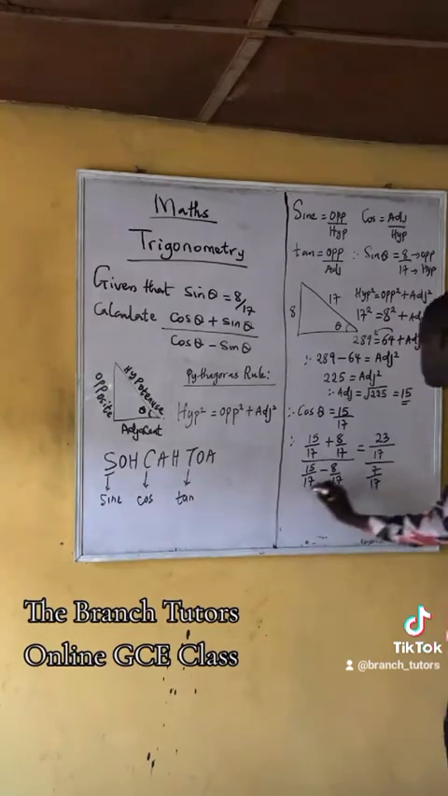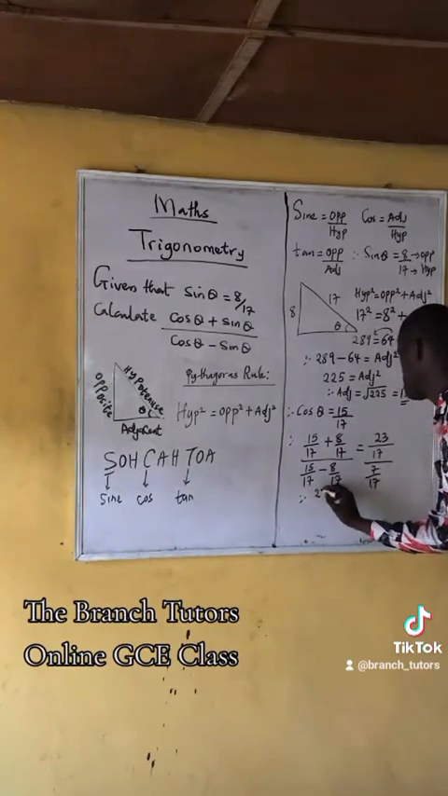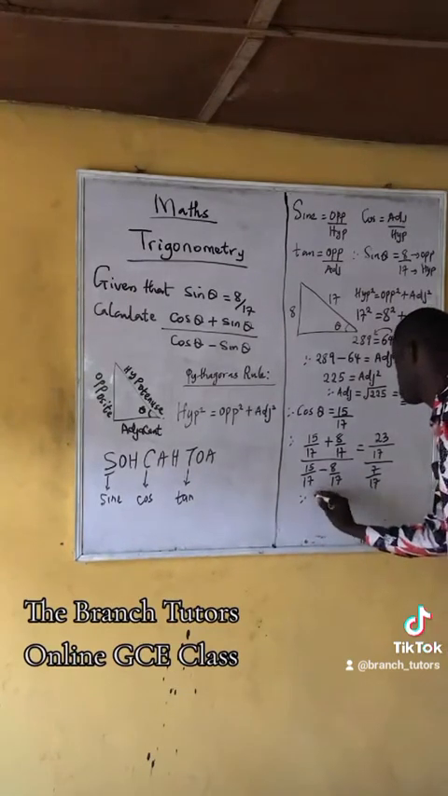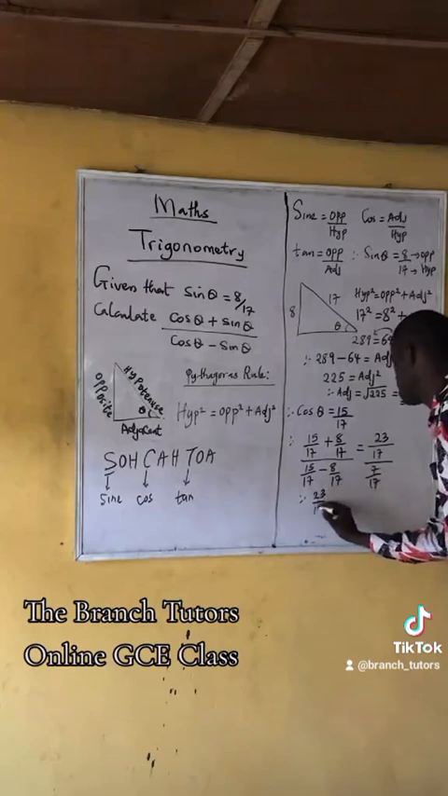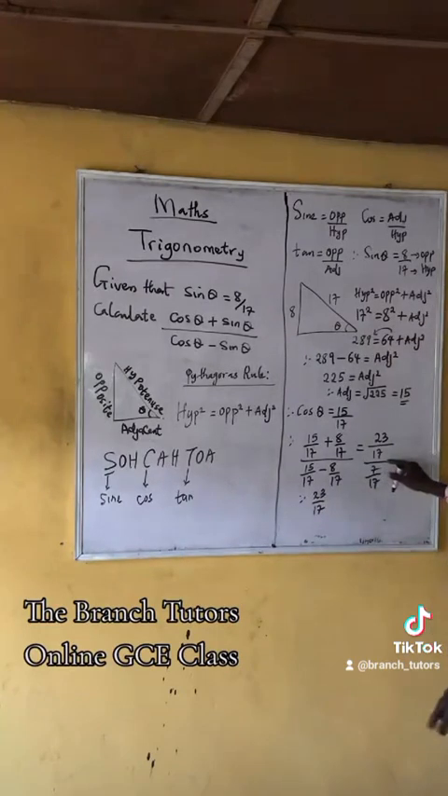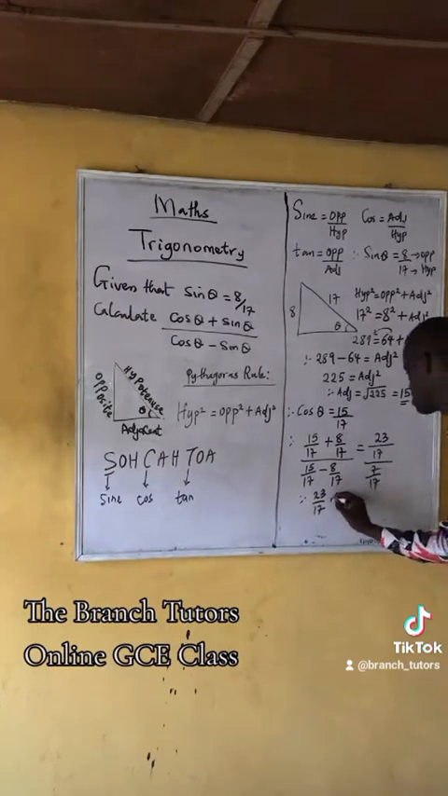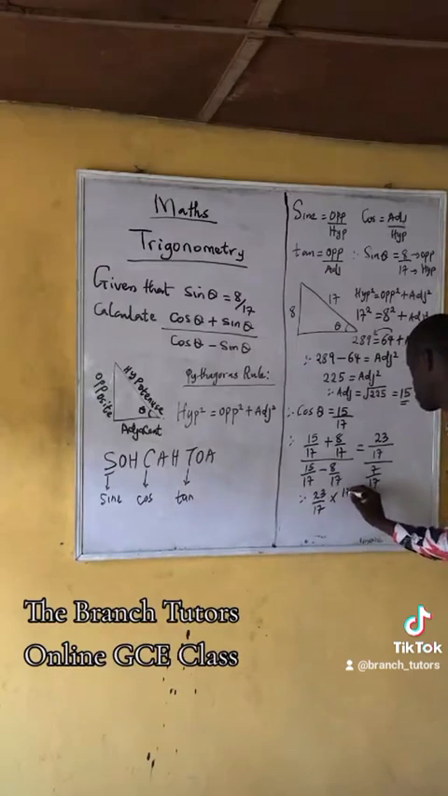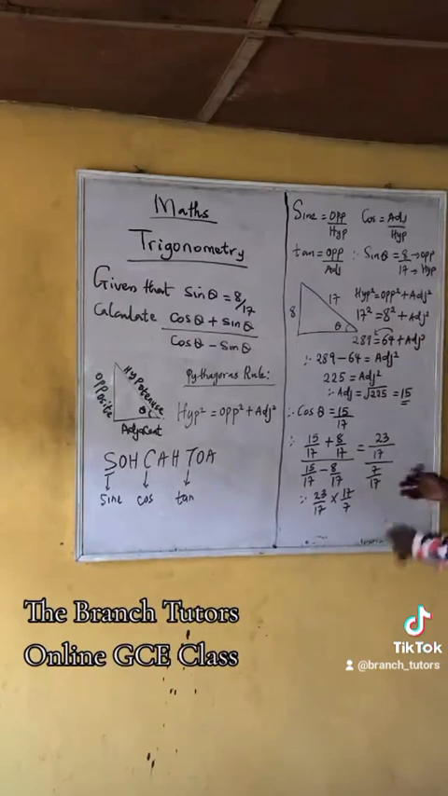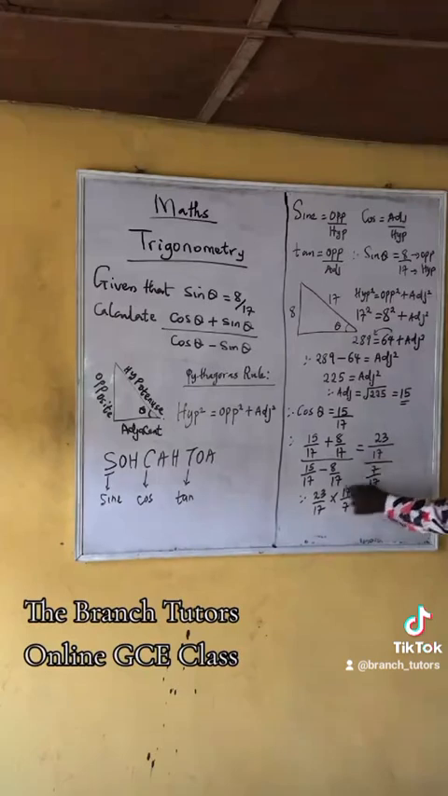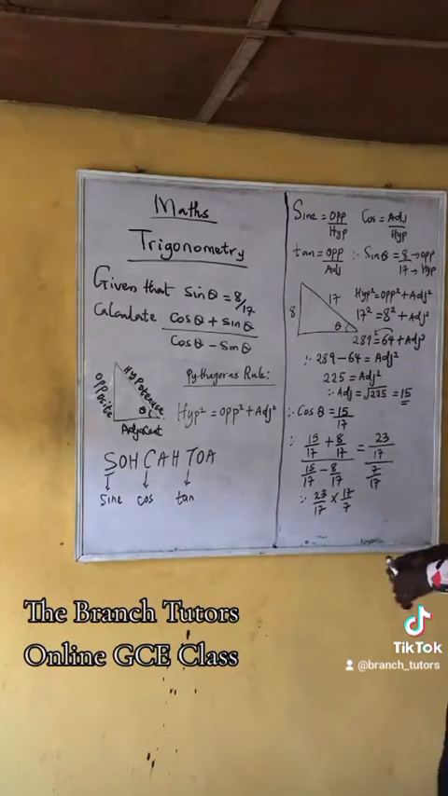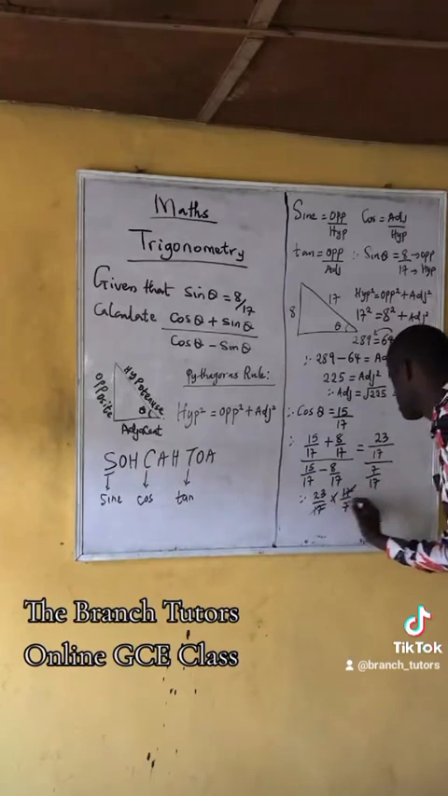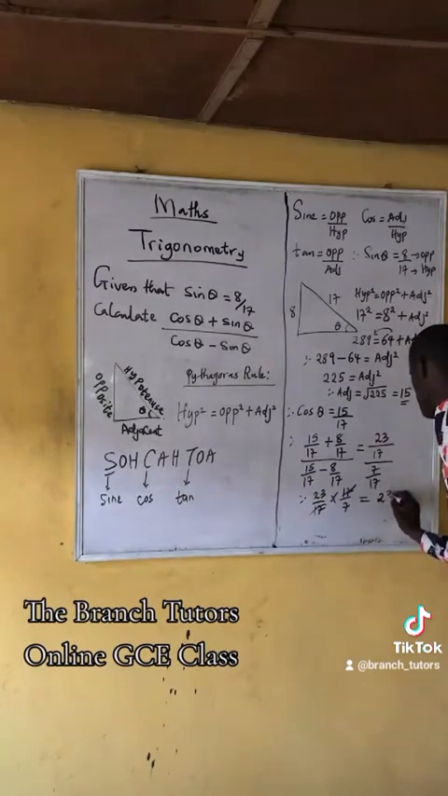So therefore we have 23 over 17 divided by 7 over 17. It changes from division to multiplication, so that will be multiplied by 17 over 7. When it changes from division to multiplication, the 17 comes up and the 7 comes down. So 17 cancels 17.